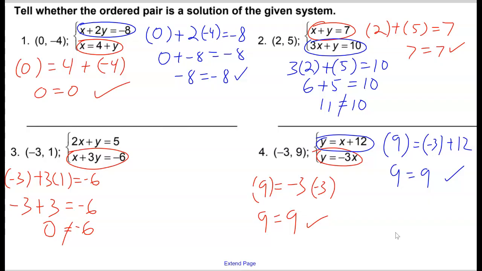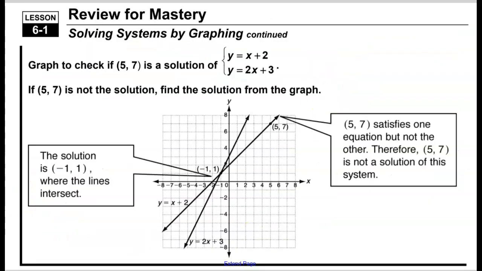Okay, so I know I talked about solving systems of equations by graphing, and there are no graphs, but we're going to do that in the next part. So let's take a look at that. To check to see if (5, 7) is a solution, what you want to do is graph both of the equations. So we graph this one, y is equal to x plus 2. Go up 1 and over 1 with your slope. You got 2 here, and that's this line here, right?